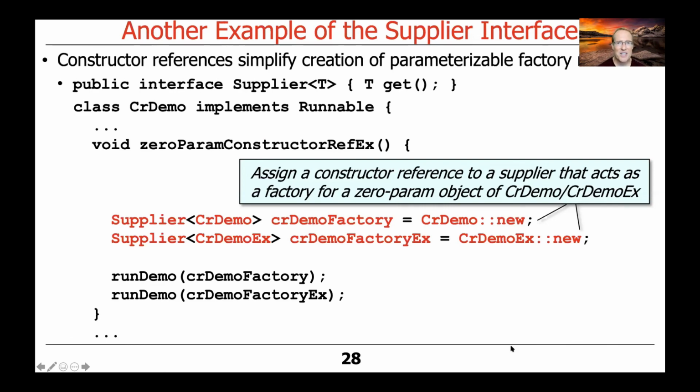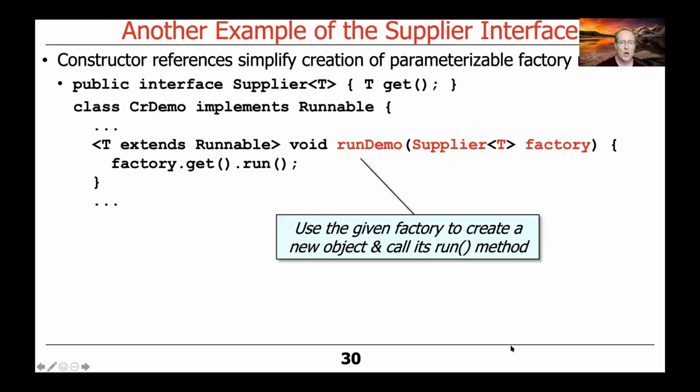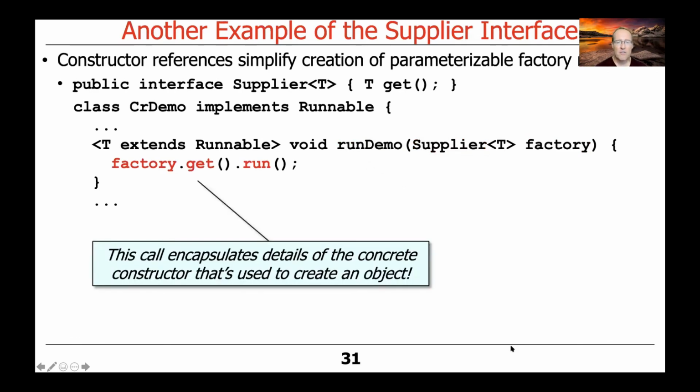And you can see how we assign to both of those variables either the CR demo::new constructor reference or the CR demo EX::new constructor reference. And then we can call run demo, passing in either the CR demo factory or the CR demo factory EX. And the same code in run demo will take the supplier that's passed to it and say supplier factory.get, which will either get the CR demo or the CR demo EX object, .run.